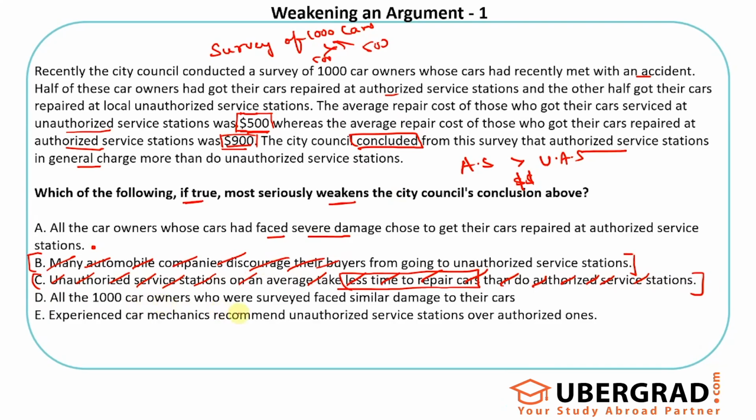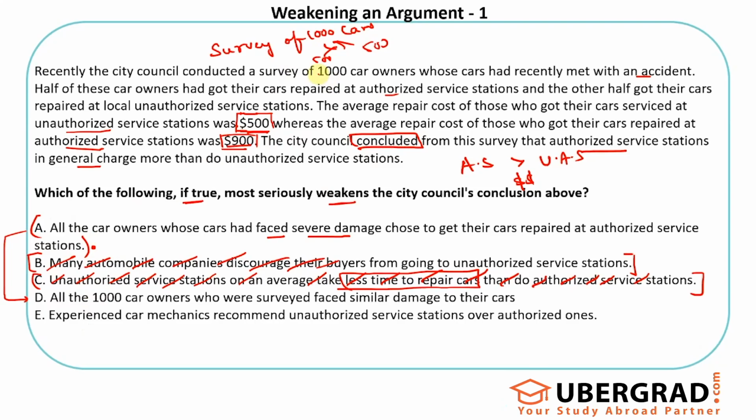All the 1,000 car owners who were surveyed faced similar damage to their cars. Actually, if you ask me, this is strengthening the argument. The question you might think is, hey, you said the 1,000 car owners were surveyed, half of them went for unauthorized, half of them went for authorized. Fair enough. But what if some of them actually had heavy damages? That's why they went to authorized centers, and that's why they paid more. This is what the first option is saying, which would make the conclusion a bit weakened. This one is saying that we have taken a fair sample, that all the 1,000 car owners picked for the survey had very similar damages.